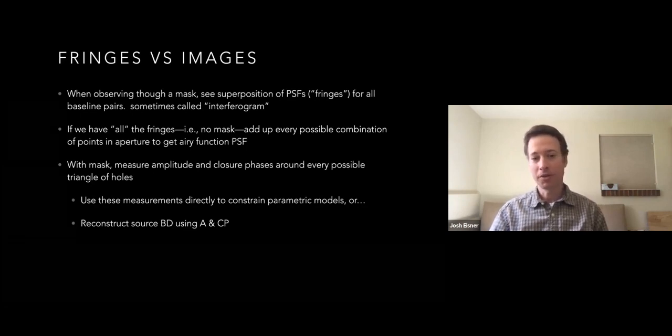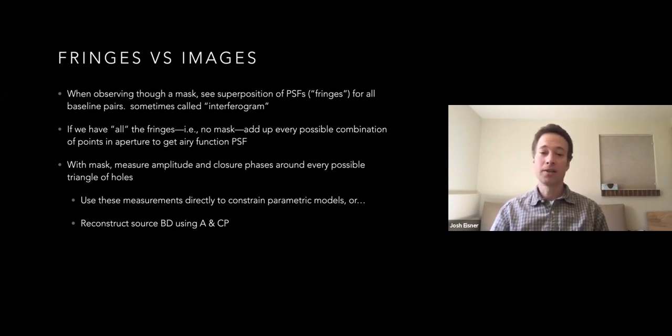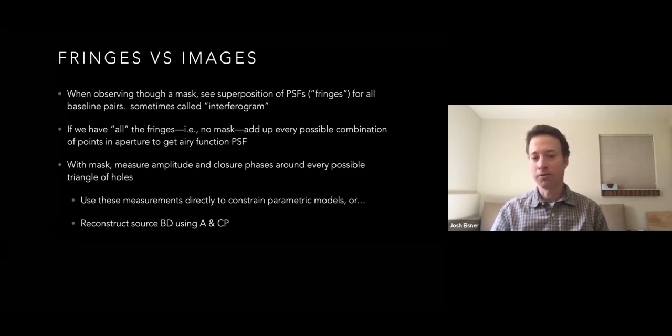of holes. So the fringe amplitudes and these fringes summed up around these triangles. And then we can do two things with those. We can directly use those measurements and then take models and compute those same quantities and compare them. So that's parametric modeling, forward modeling, whatever you want to call it. That's a typical interferometric technique.